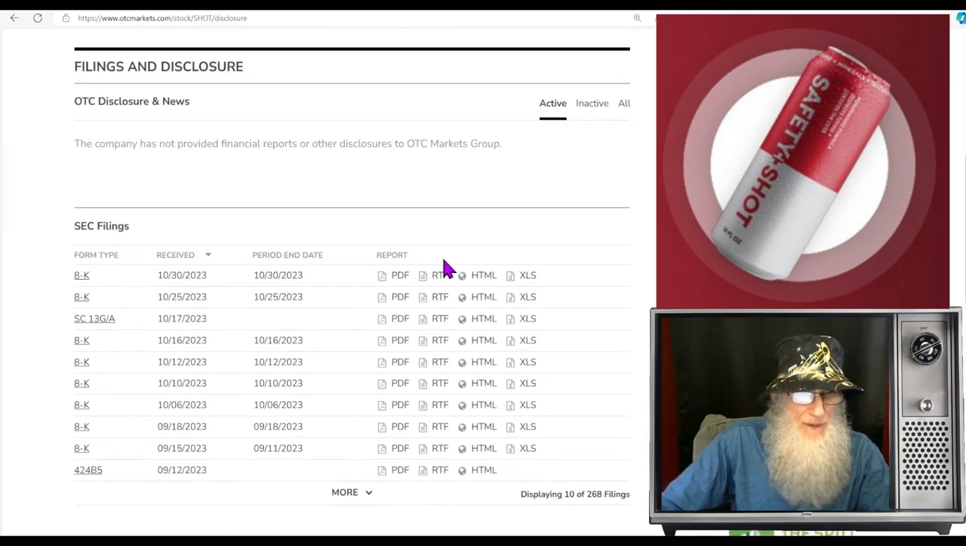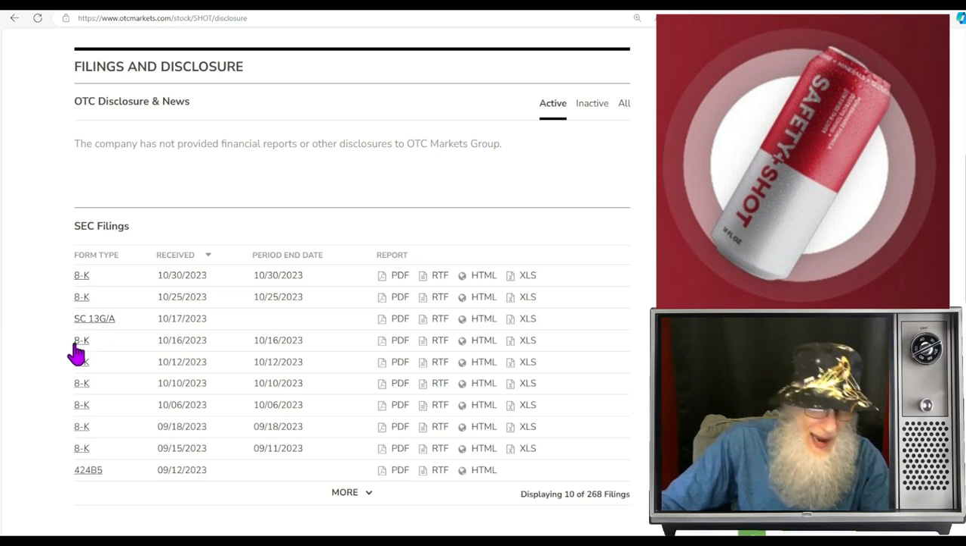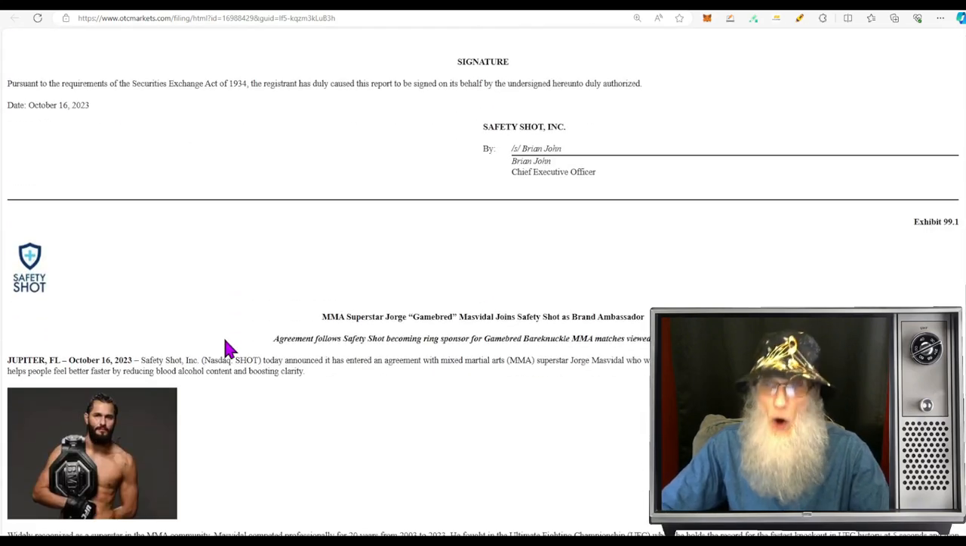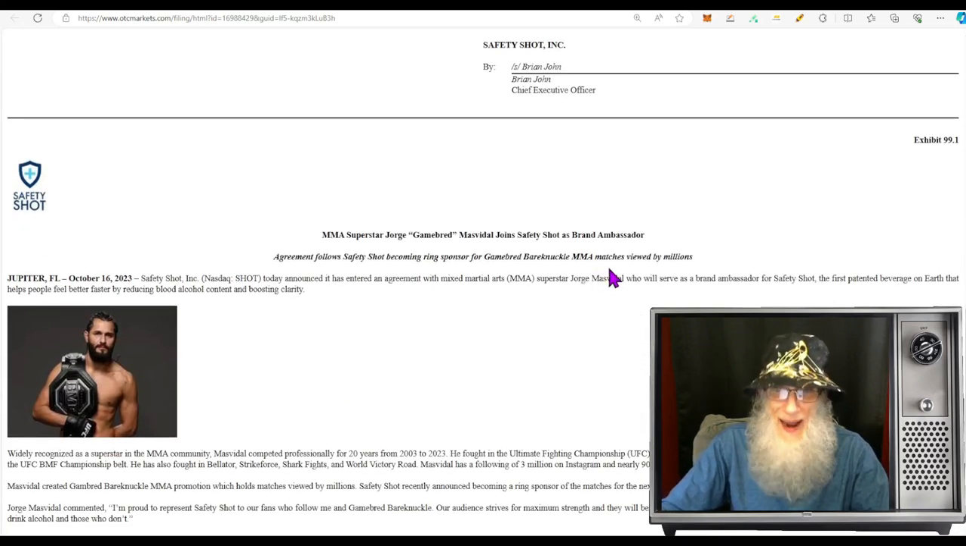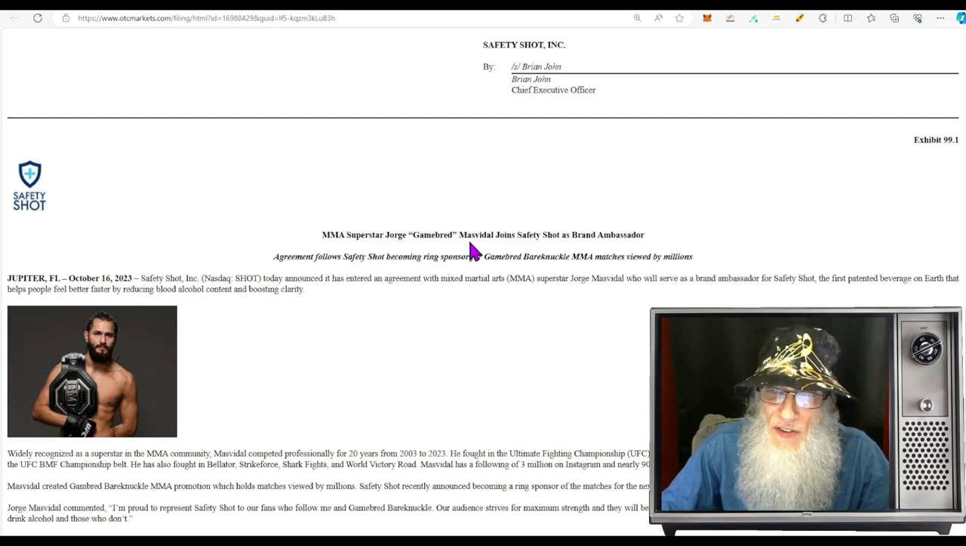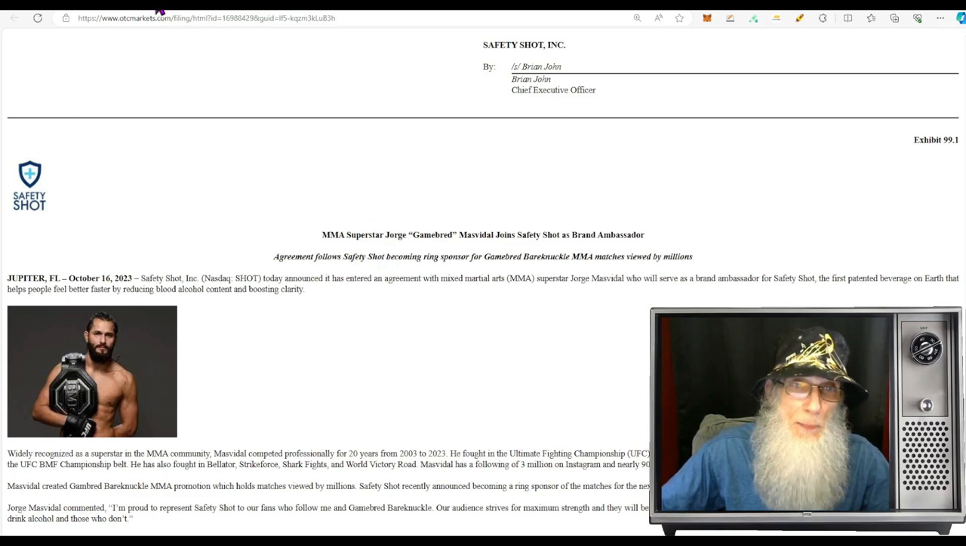Disclosures for the company. Well, we've got a couple of 8Ks over here. These two relate to the news. This is a new investor that just came into the company. They bought just about 10% of the company. And I can't remember what this one was about. You can't remember it all, can you? Oh, yeah, they got a new brand ambassador here. This is Superstar George Gamebred Mastville. He is a martial arts cage fighter, so he's one of their new ambassadors.